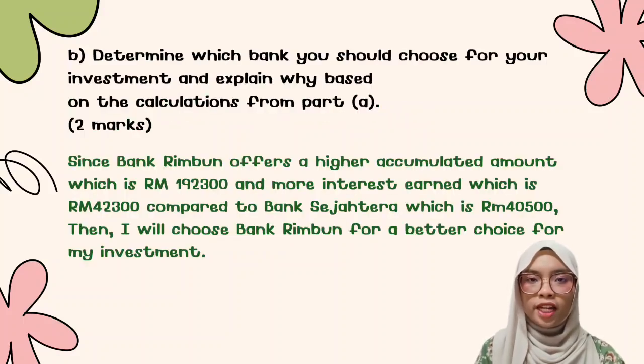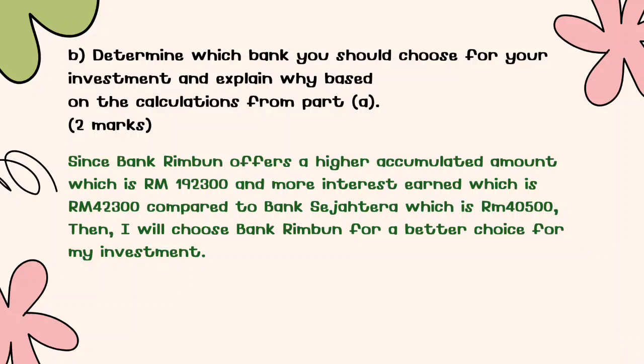Question B. Determine which bank you should choose for your investment and explain why based on the calculation from part A. Since Bank Rimbun offers a higher accumulated amount, which is 192,300 ringgit, and more interest earned, which is 42,300 ringgit, compared to Bank Sejahtera, which is 40,500 ringgit, I will choose Bank Rimbun as a better choice for my investment.